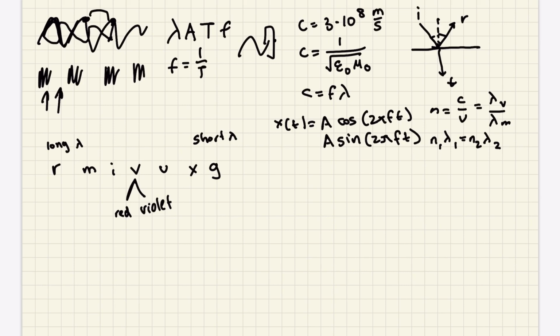Now, the index of refraction can never be less than 1 because you can never go faster than the speed of light. The speed of light is the fastest anything can go, and light is no exception. It cannot go faster than the speed of light c. And so your index of refraction can never be less than 1. If it's less than 1, that means that this is greater than that, which is impossible.